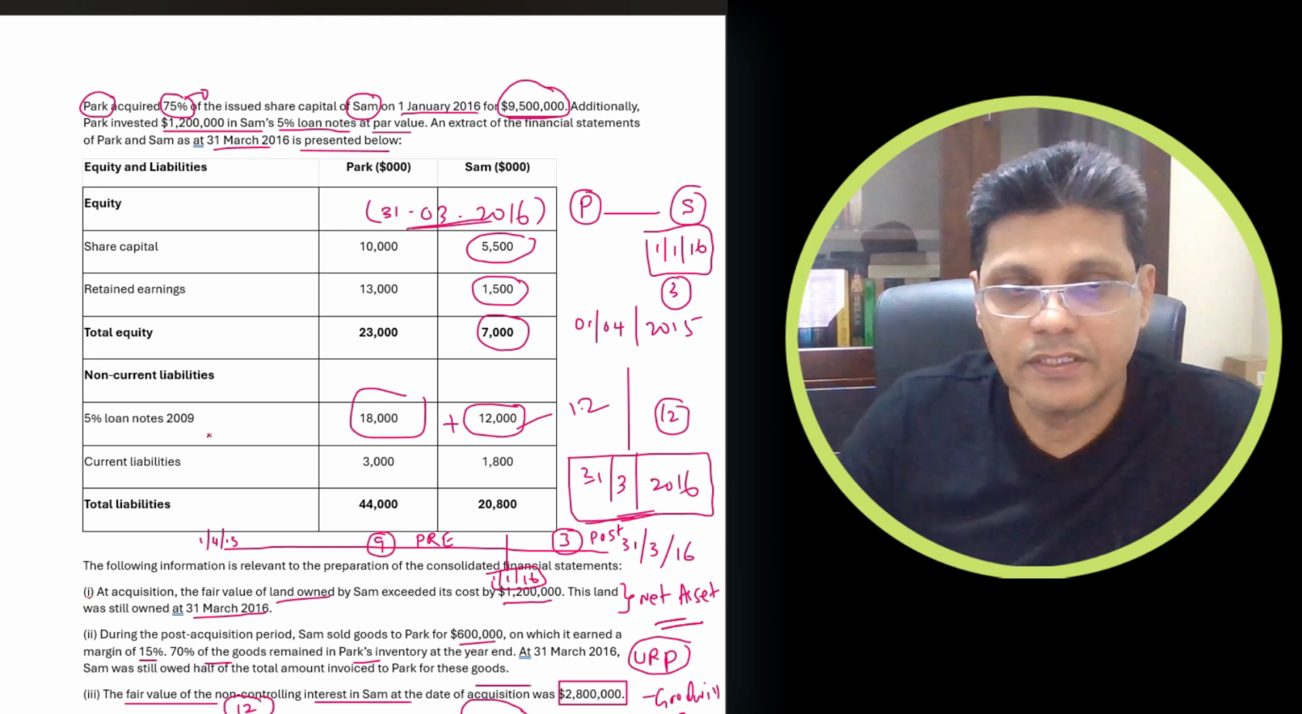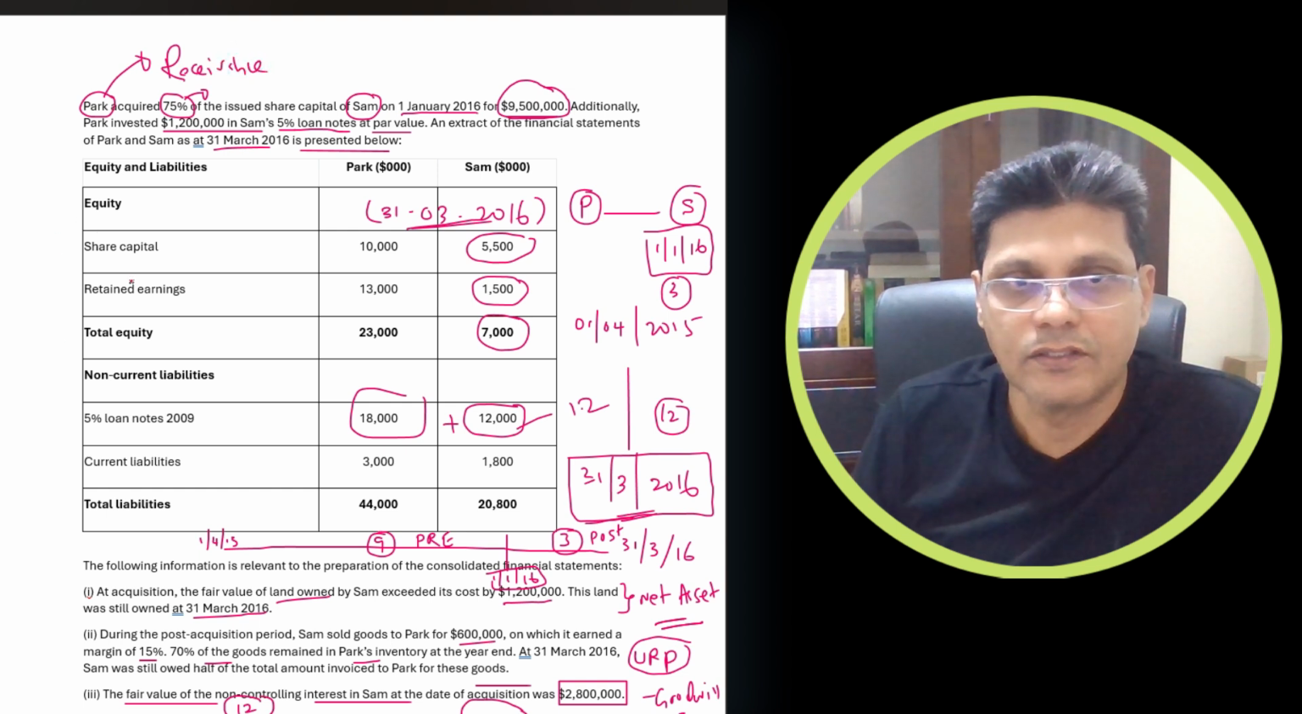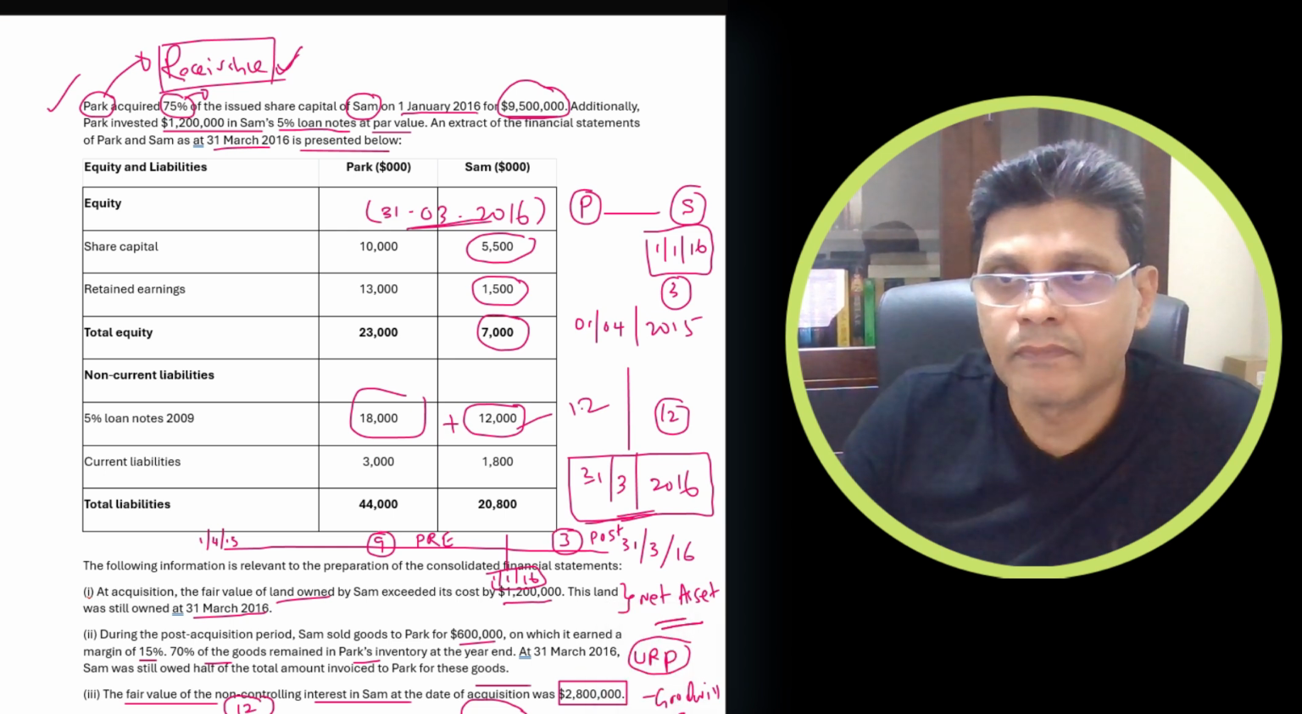Now the amount invested would have been recorded in Park's books as a receivable. Since the asset side total is not given, we'll have to assume that amount is already recorded under receivables of Park. Now when you do the line by line consolidation, you need to eliminate intercompany transactions. So this 1.2 million is treated as an intercompany transaction.